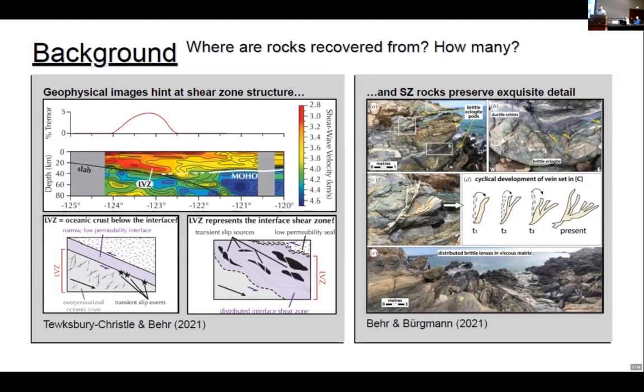But thankfully, there are a lot of rocks that are recovered from these shear zones that we can study in the field, and they do preserve exquisite detail on the millimeter to meters scales. For example, on the right is a photograph of this beautiful outcrop in Syros, Greece, which shows this mixed ductile brittle deformation behavior, where you have these weaker blueschist rocks ductilely conforming around more brittle eclogite bodies.